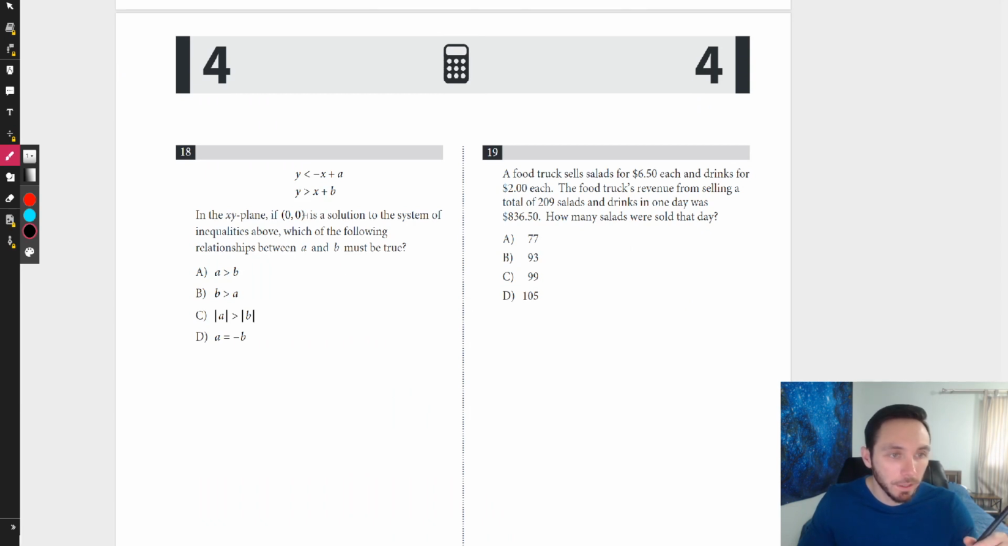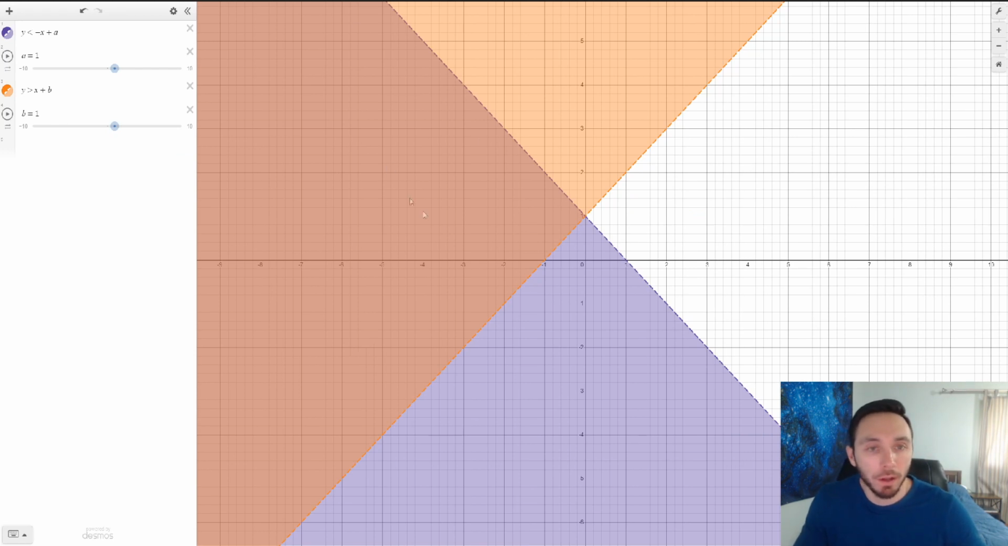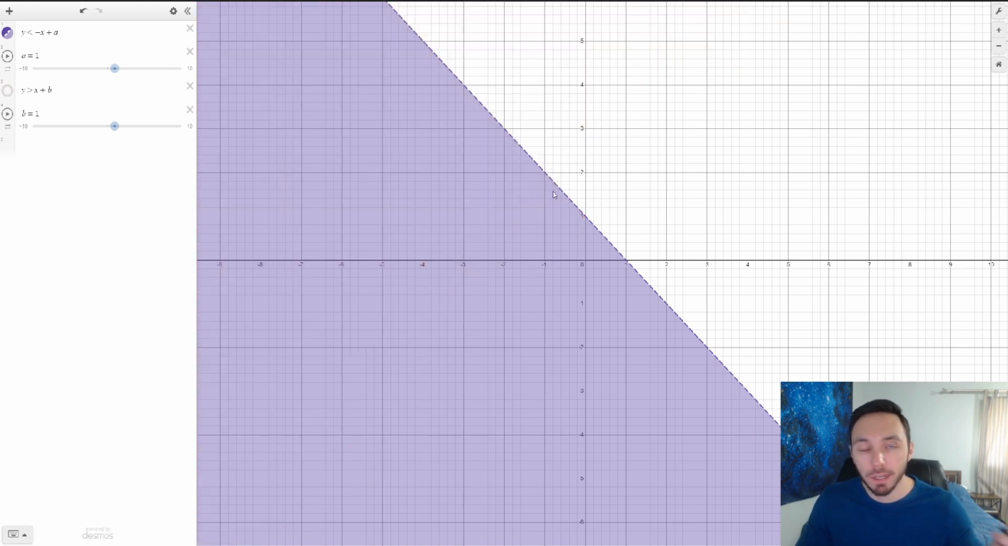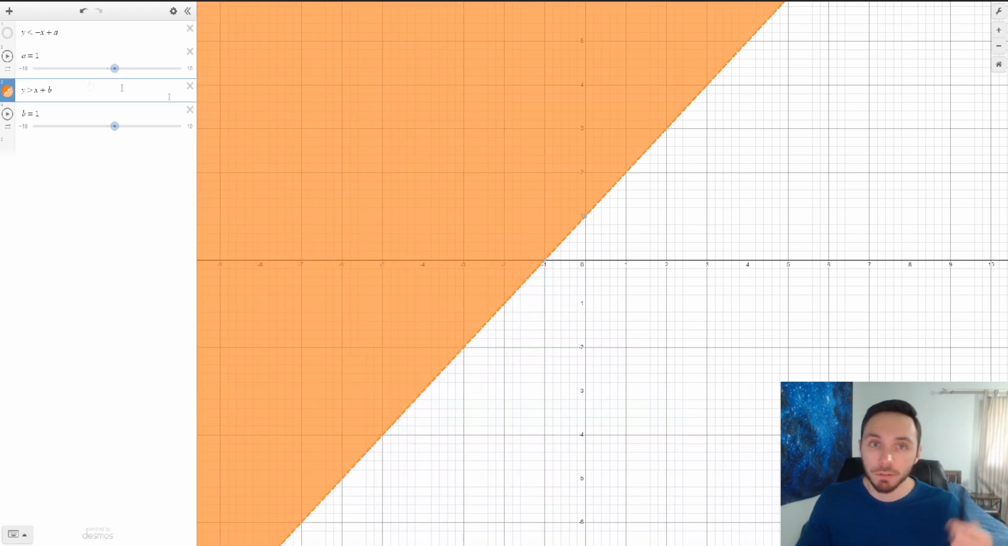Okay, so in the xy plane, if (0, 0) is a solution to the system of inequalities, which of the following relationships between A and B must be true? So I have some inequality statements, and one's an equation. Okay, so the way that you find solutions to systems of inequalities is it should be in the double shaded region. So I'll turn off orange for a second here. This is purple, so a solution for just an inequality is you're in the purple. And if I turn on orange, a way to be a solution for just this inequality here is to be in the orange shaded region.